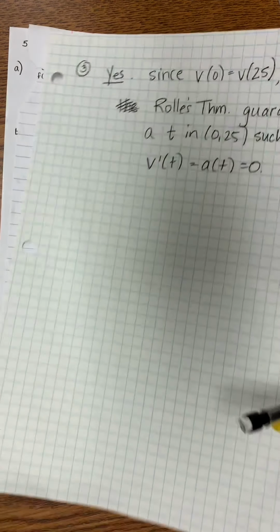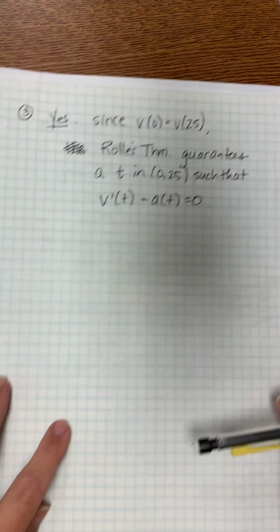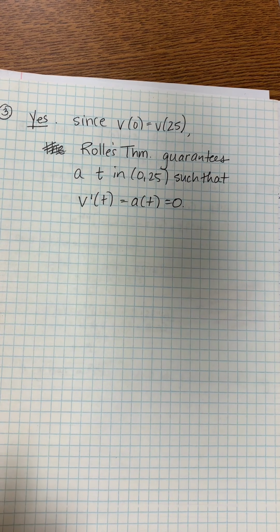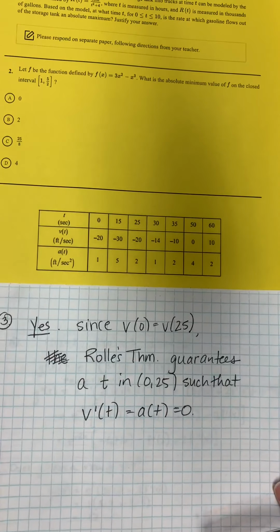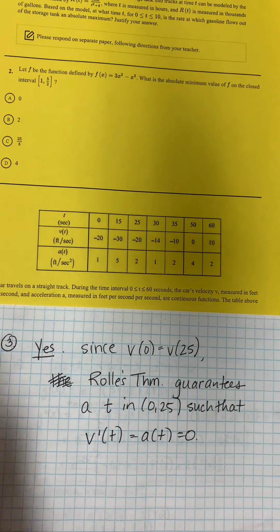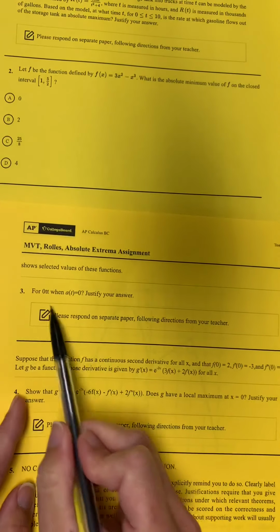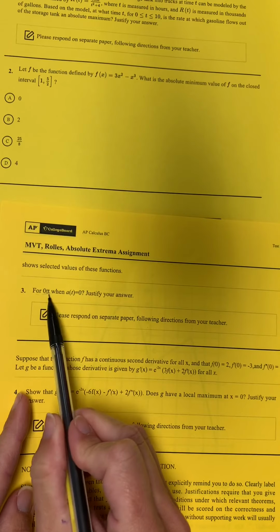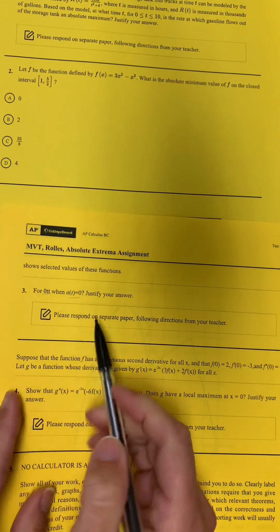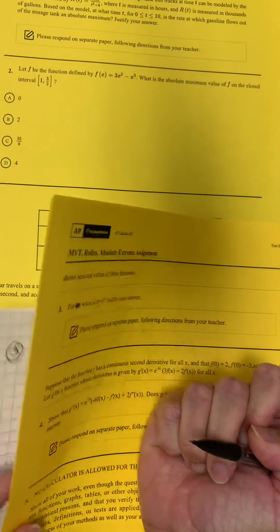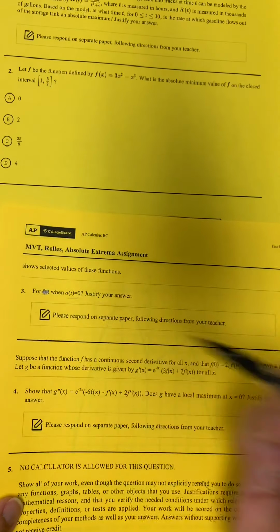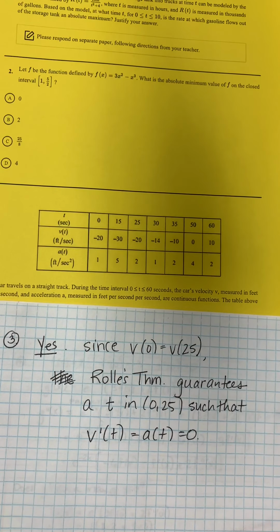Oops. Number 3, they give us this big chart. And by the way, I don't know about you, but my question looked weird. It says for blah, blah, blah, when does a of t equal 0? I guess this meant to say, for this function, when does the acceleration equal 0? Justify your answer.